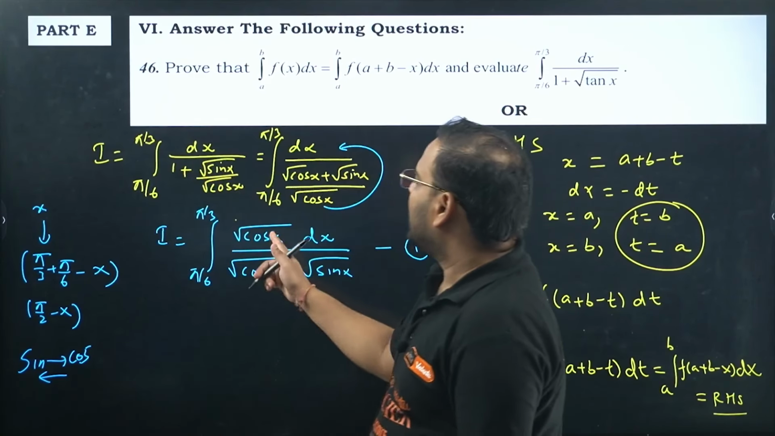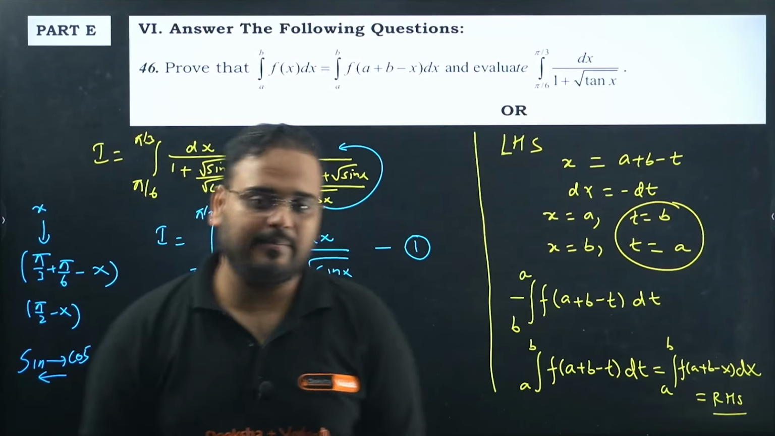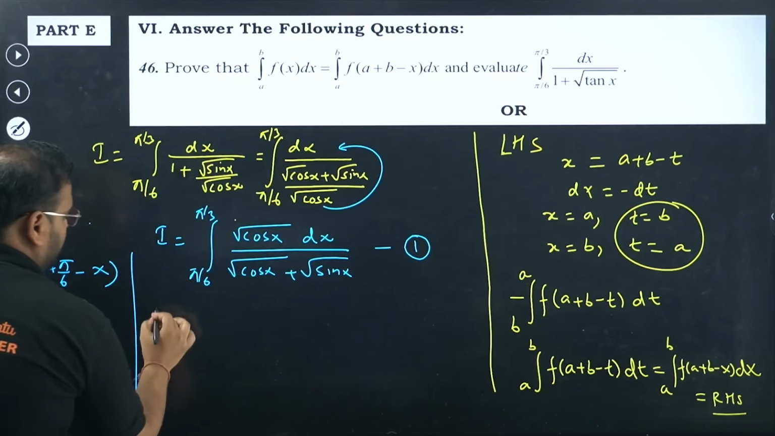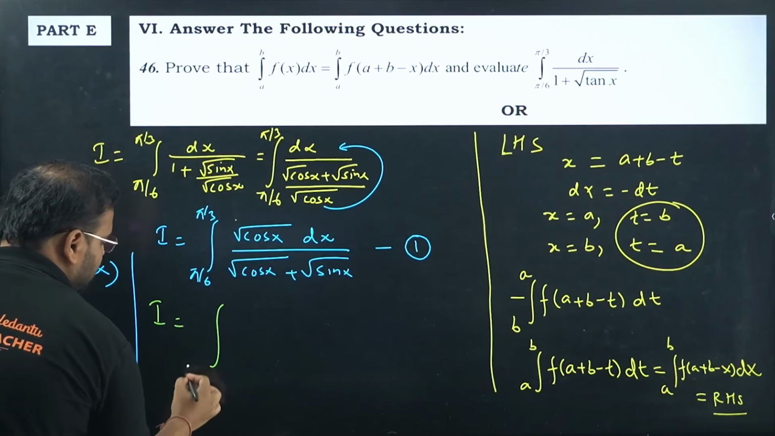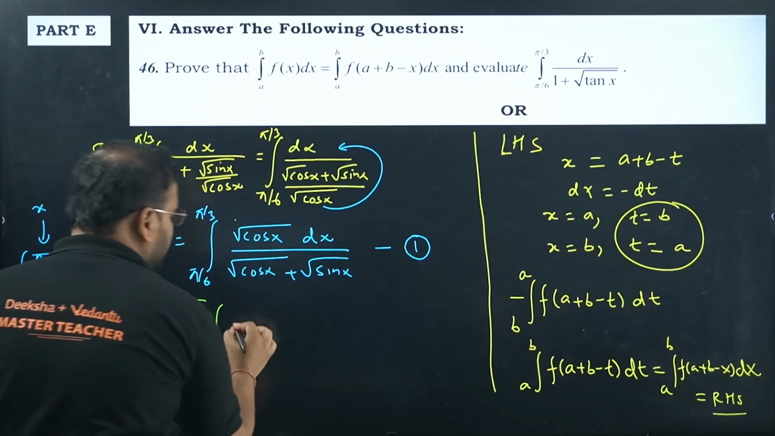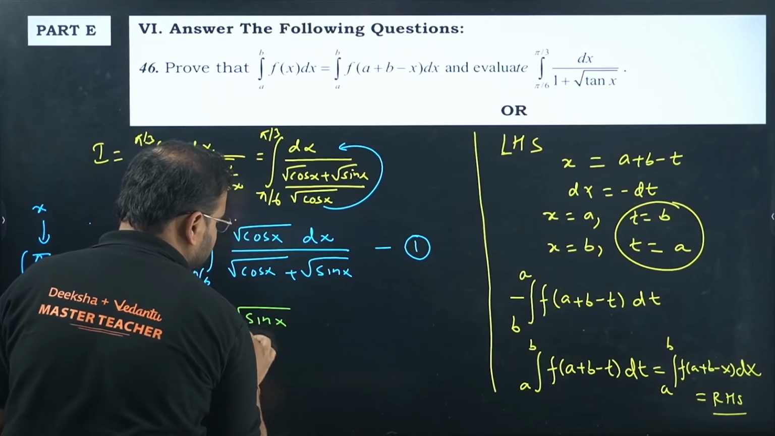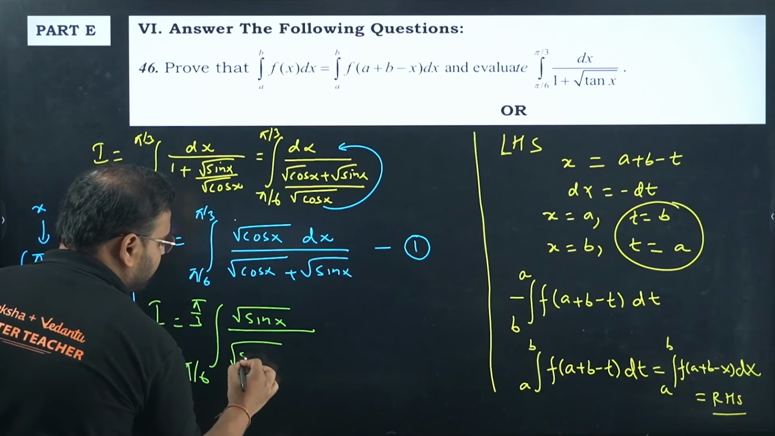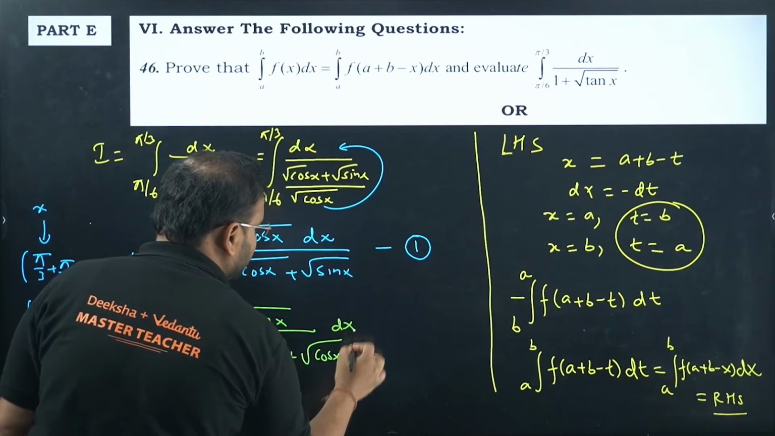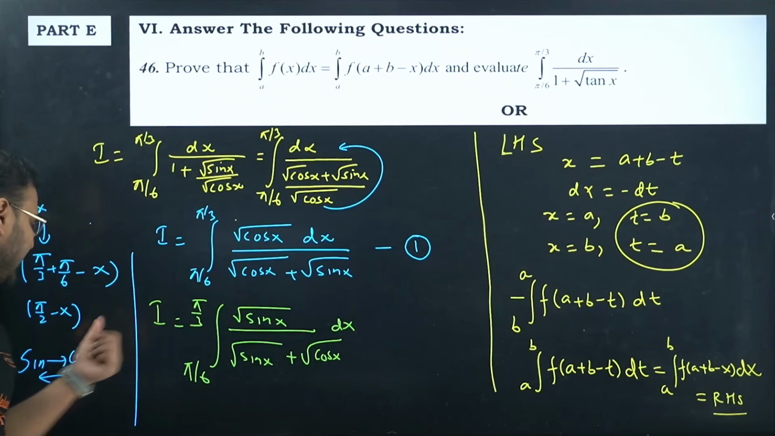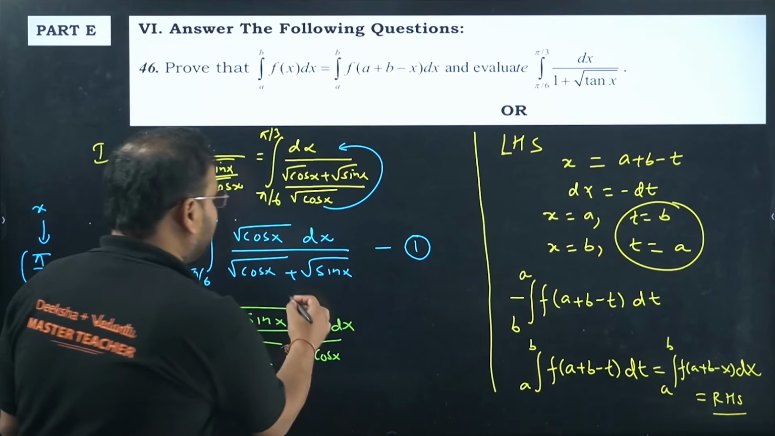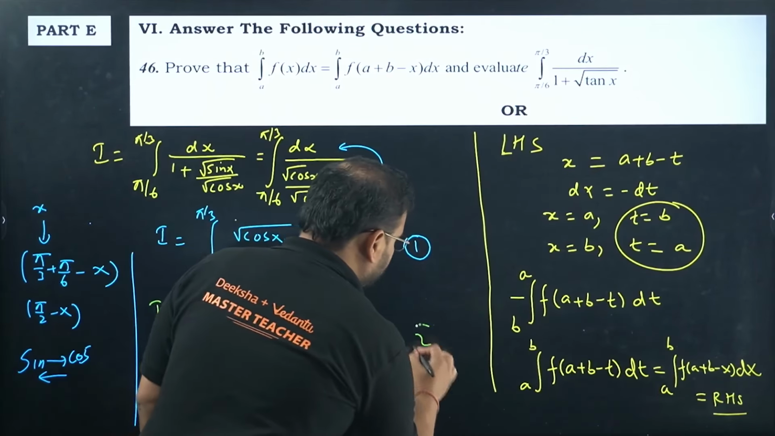In that case, I can apply this condition with the same limits. Integration I becomes, limits remain the same, pi by 6 to pi by 3. This cos will become sin x, and this cos will become sin x, and this will become cos x, because cos of 90 minus x, pi by 2 minus x, will become sin x. We can write one more step here. This is my equation number 2.